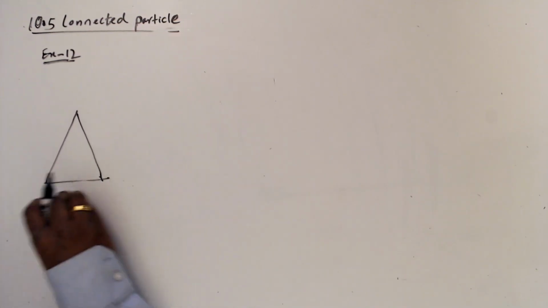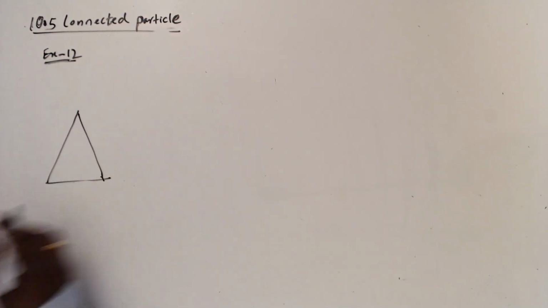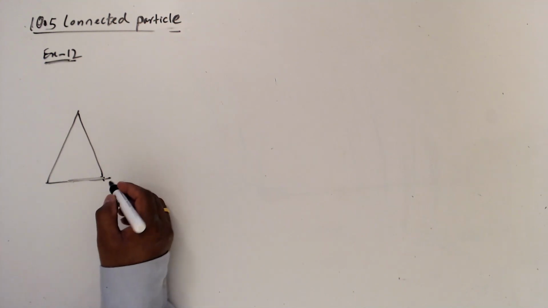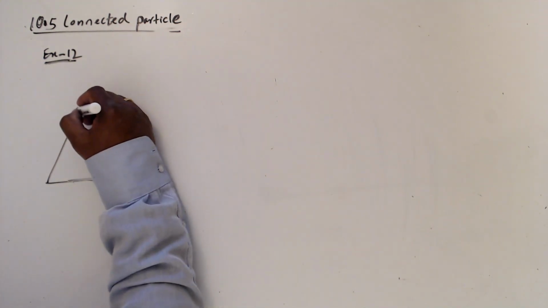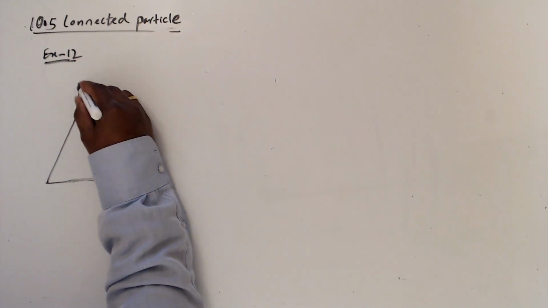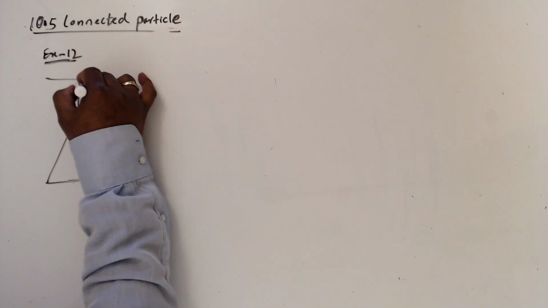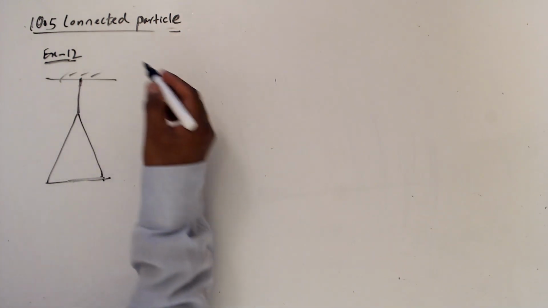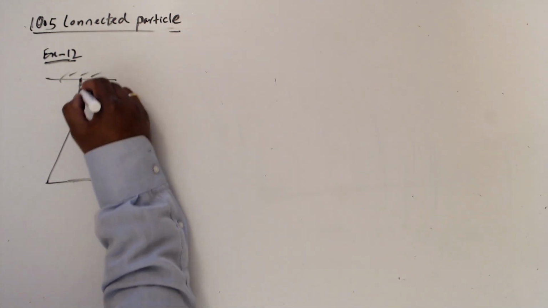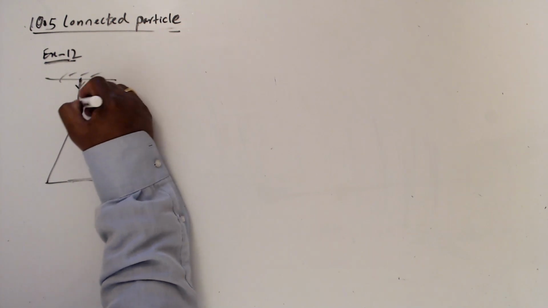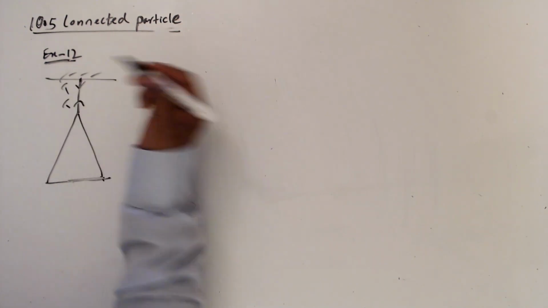weight of this scale, which is attached to a light inextensible string. So let's say this is the ceiling. I'll just add that part. Then I should have a T and T like this.